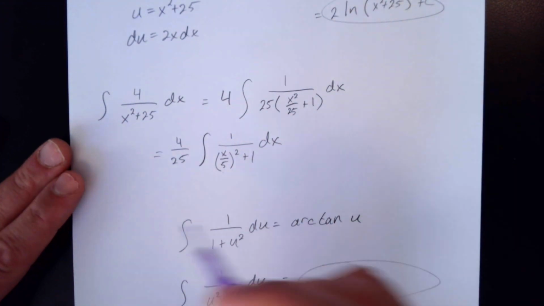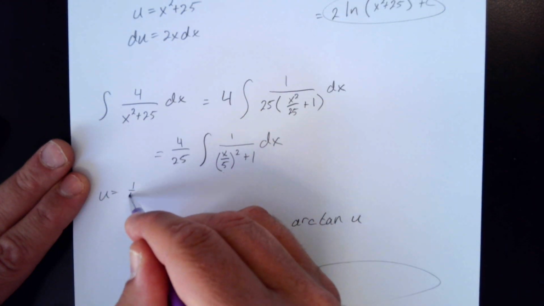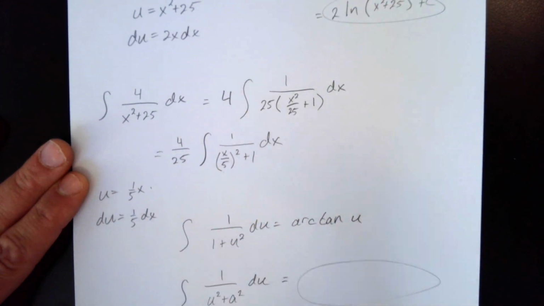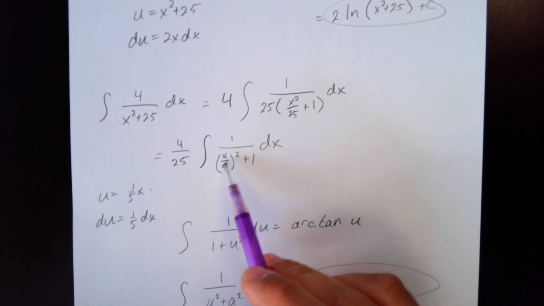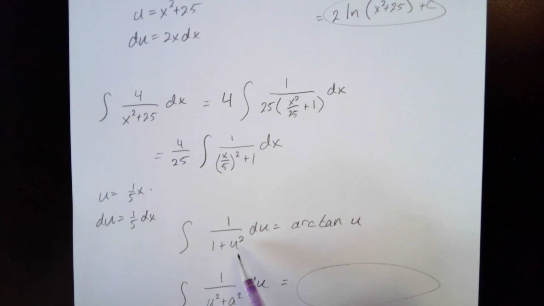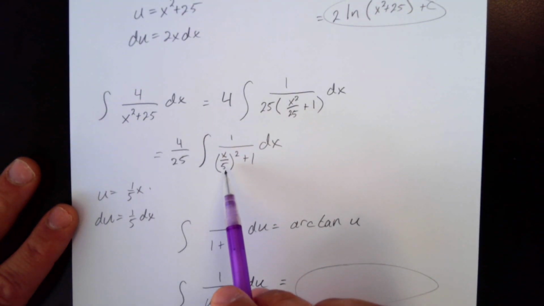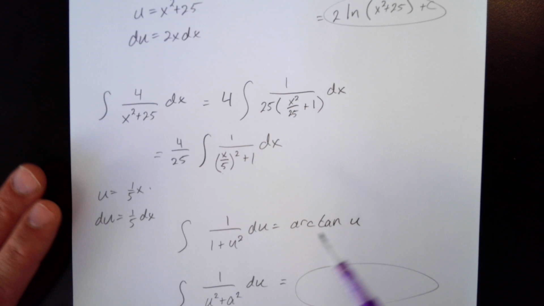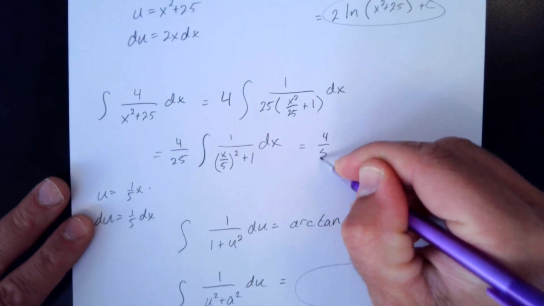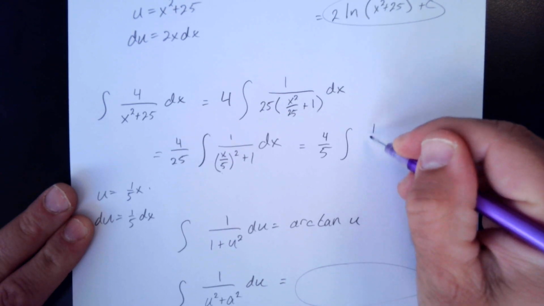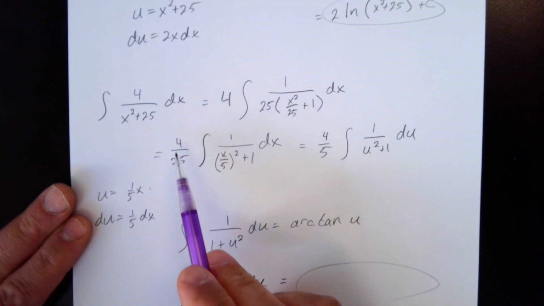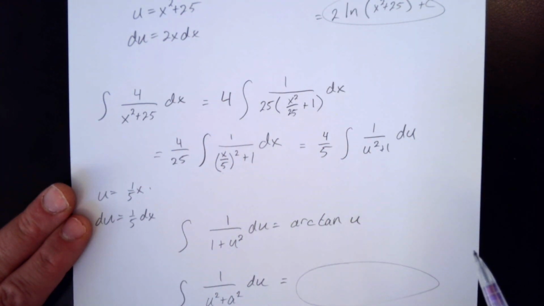And I can do a little u substitution where u is 1/5 x, and then du is 1/5 dx. Because this is what I have right here, I want this to be my u squared. I want to use this formula right here. So when I look at that, I need a 1/5 dx. So I'm going to take one of these 5s. I've got 2 5s down here. So I've got 4 over 5, the integral of 1 over u squared plus 1 du, because I'm going to take one of these 1/5 and these dx to make that du right there.